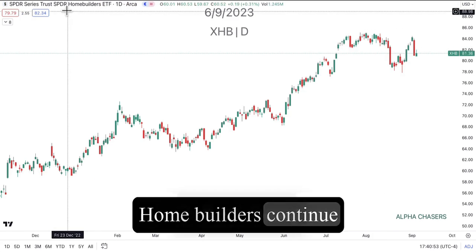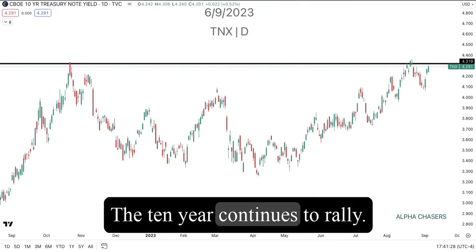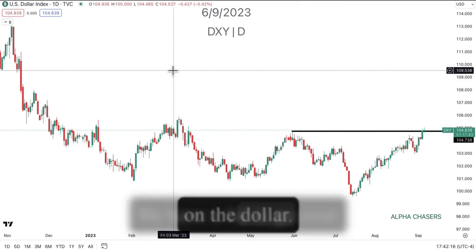Home builders continue to break down. The 10-year continues to rally. A new high for the year on the dollar. We have a lot to go over.